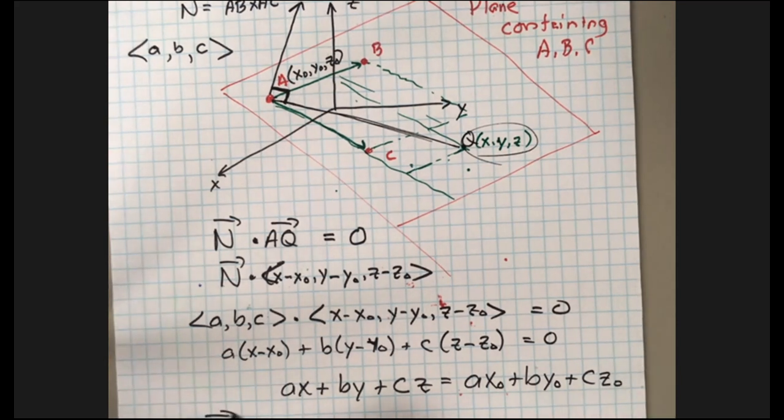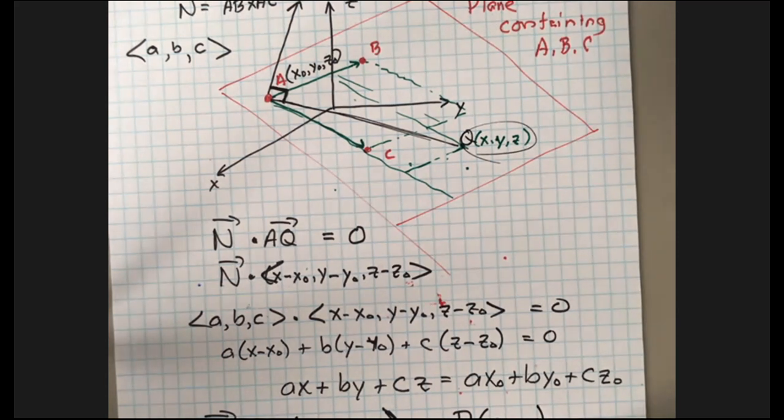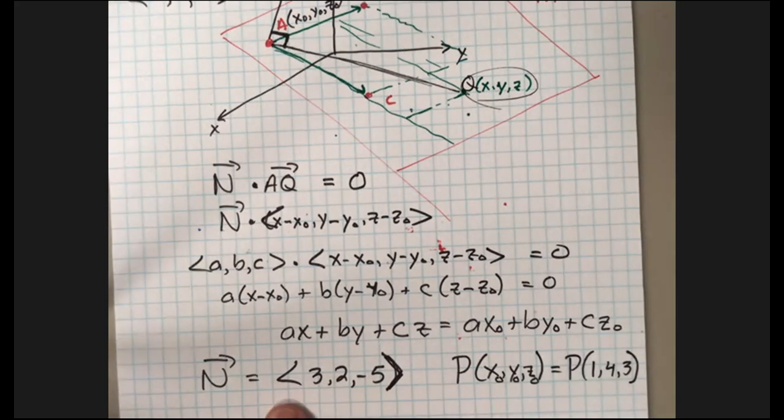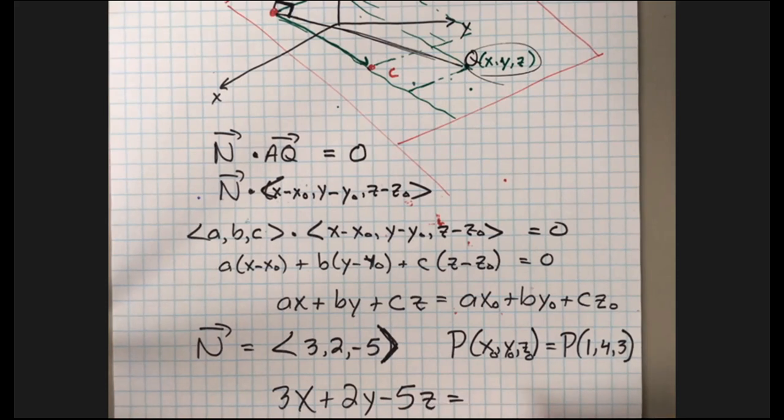So if I had a plane with a normal vector, say of 3, 2, and minus 5, that's a normal vector, and I had the point on the plane X, Y, Z, let's call that point X naught, Y naught, Z naught, let's call that point 1, 4, 3, and what's the equation of the plane that's perpendicular to 3, 2, minus 5, and going through the point 1, 4, 3? This is the A, B, and C. It is 3x plus 2y minus 5z equals what? 3 times 1, 2 times 4, and minus 5 times 3. Now that's 3 plus 8 minus 15. 3 plus 8 minus 15 is negative 4.